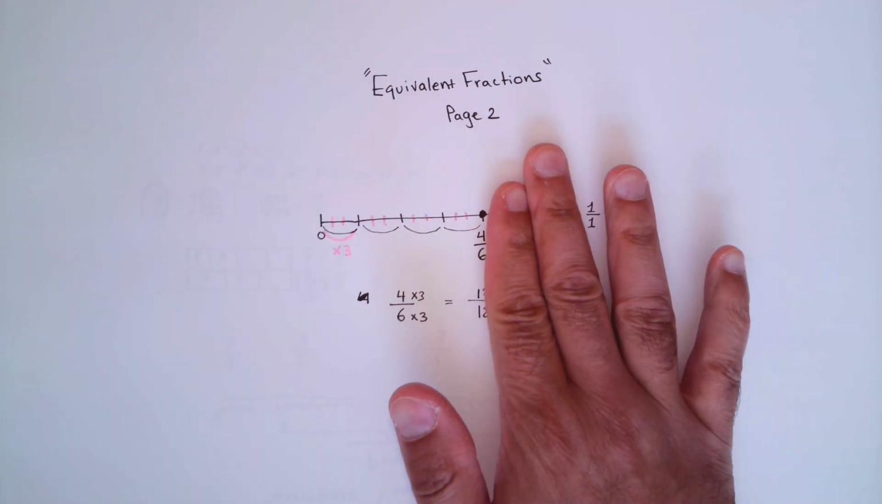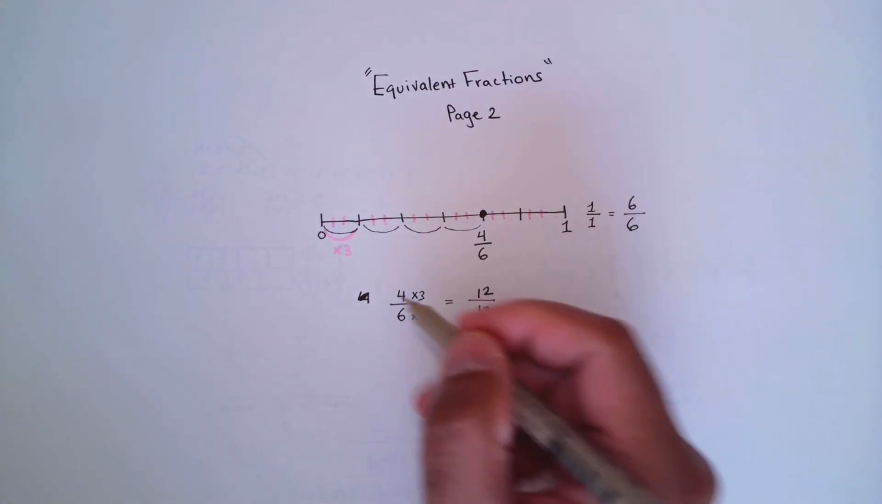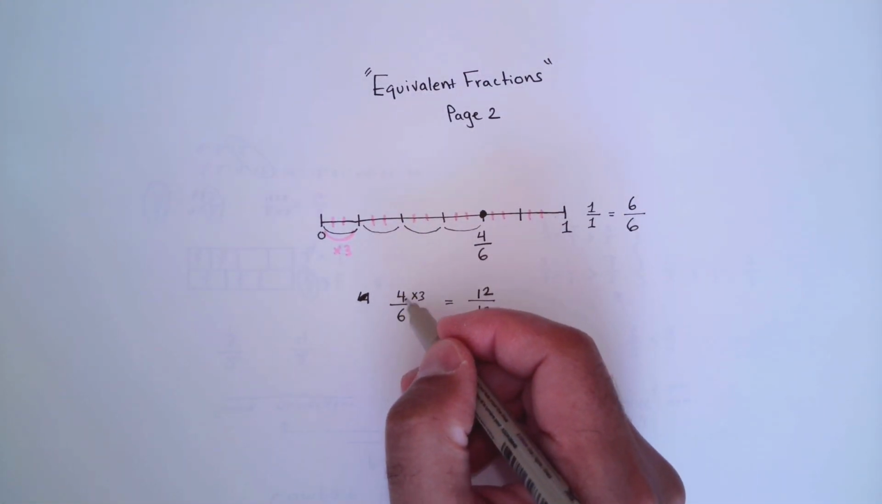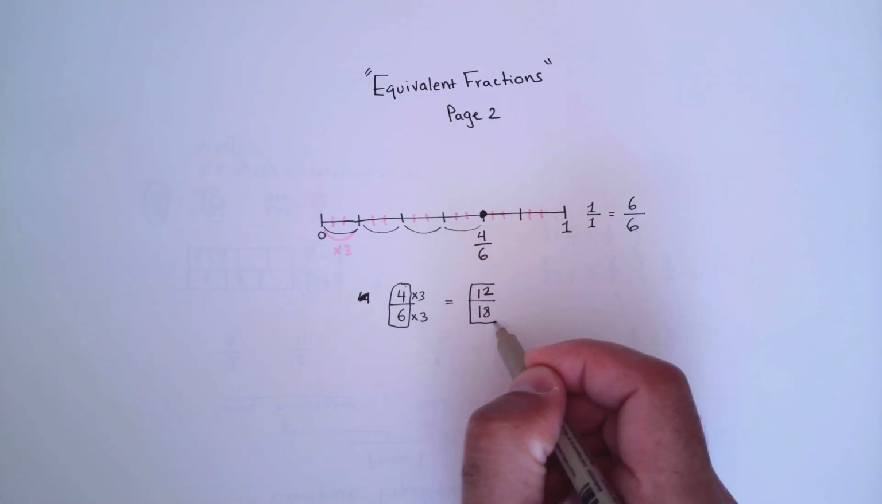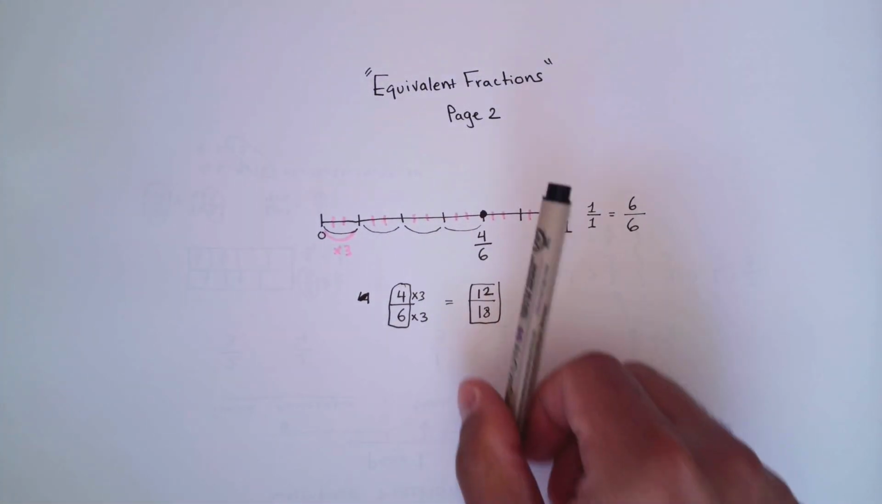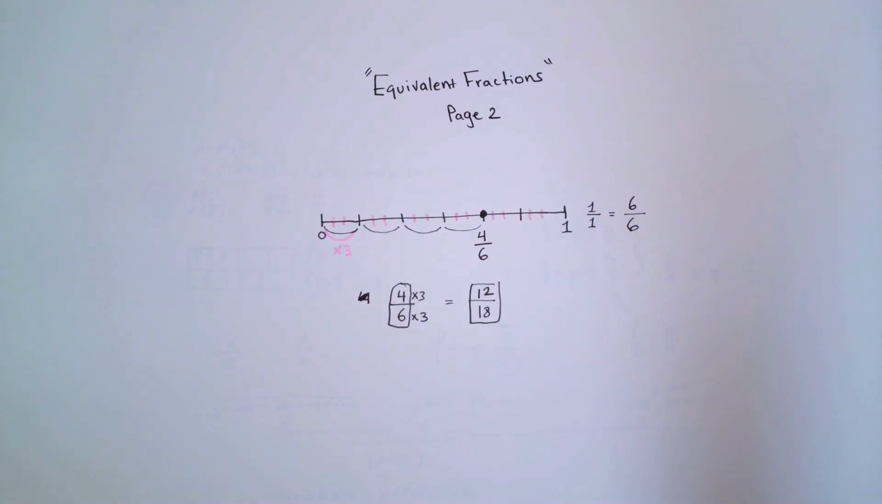Did we change the amount? No, we didn't. We just changed the partition. And instead of having 4/6, now we have 12/18. They are both equivalent because they are both the same amount, but they are partitioned differently.